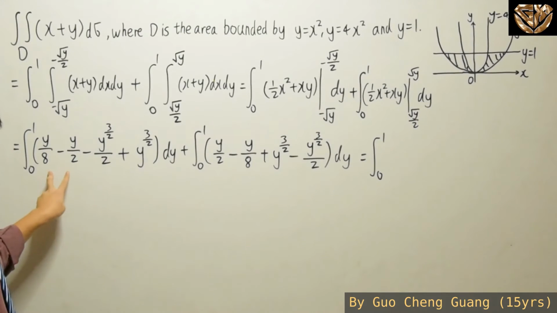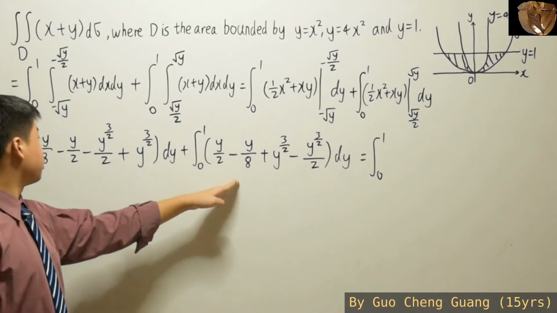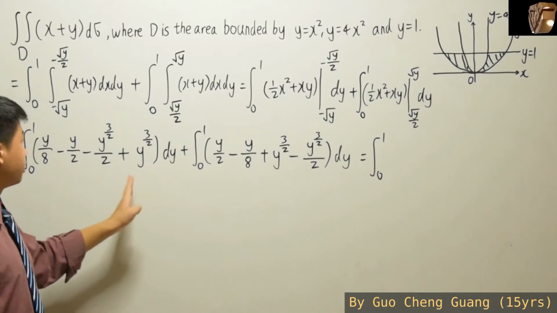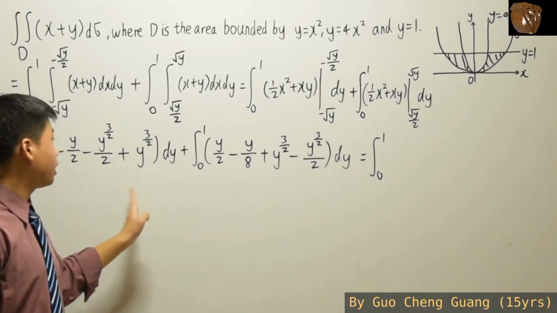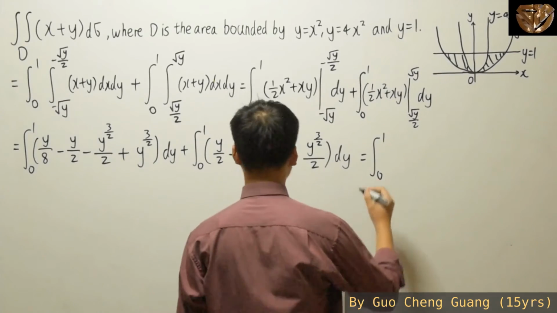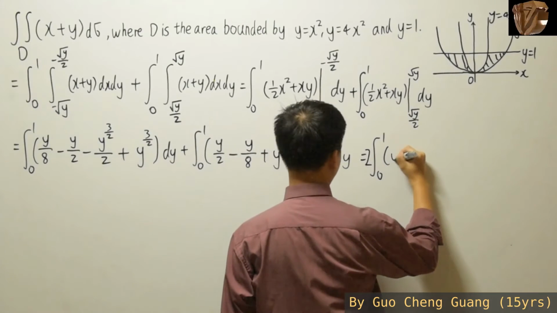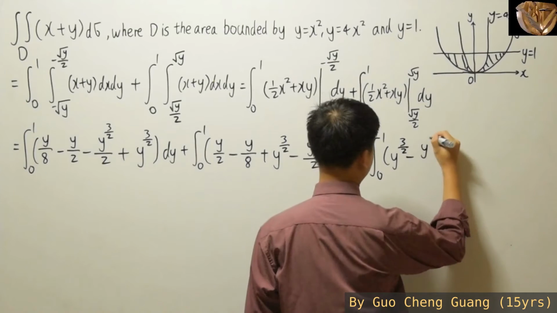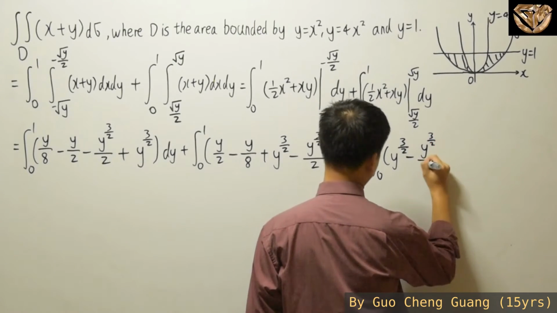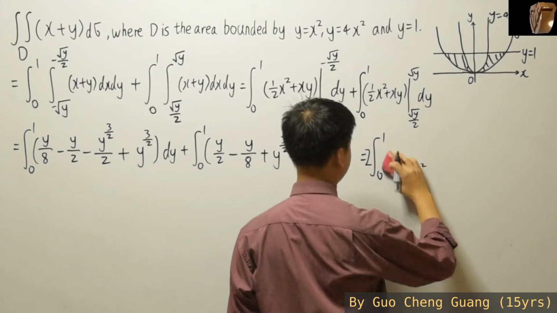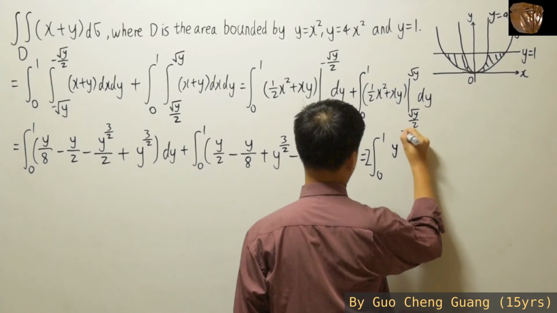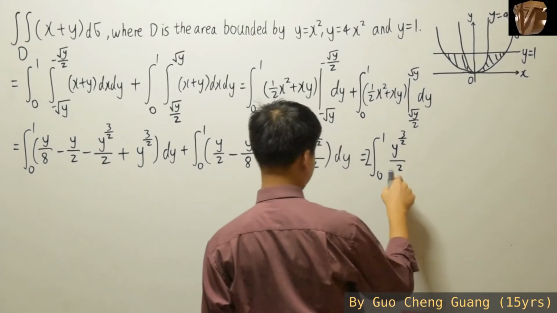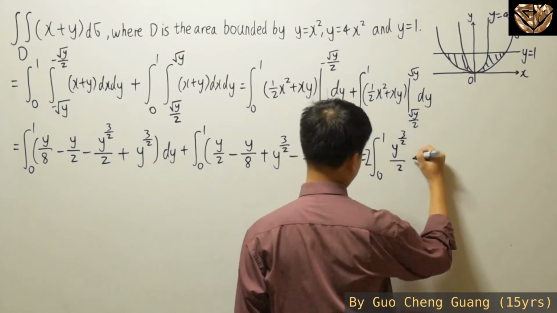Now, for your first two parts, y over 8 and negative y over 8 will cancel, so negative y over 2 and y over 2 will cancel out, but the parts behind will actually add together. So that means you have 2 times y to the power of 3 over 2 over 2, or you could just leave this as y to the power of 3 over 2, since this 2 and this 2 would already simplify, alright?